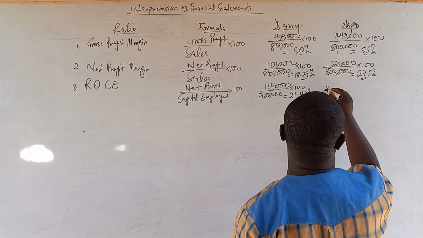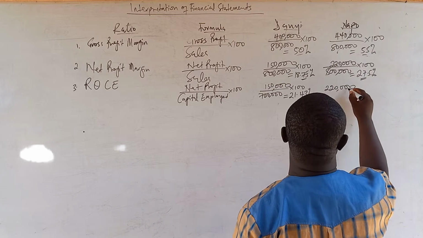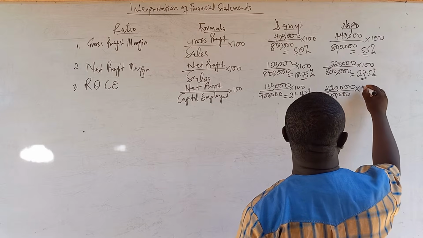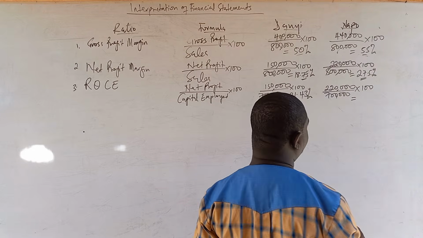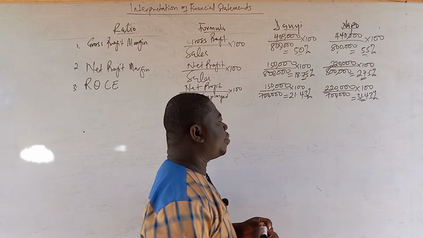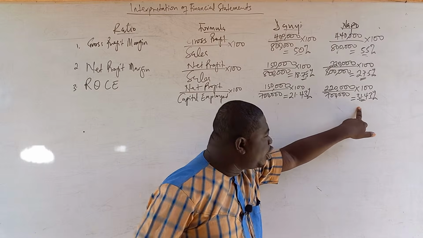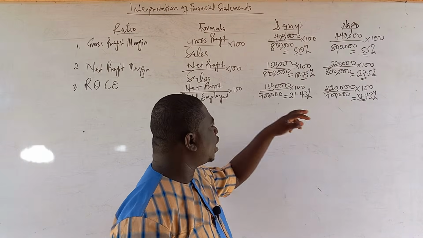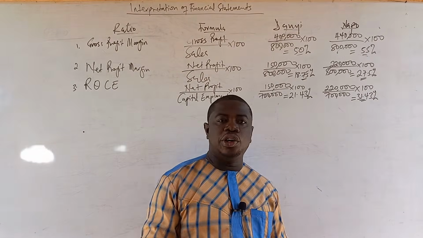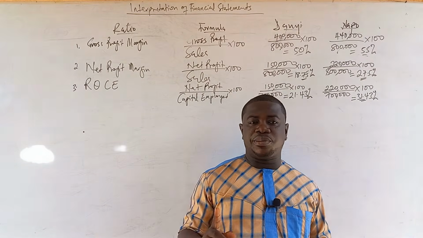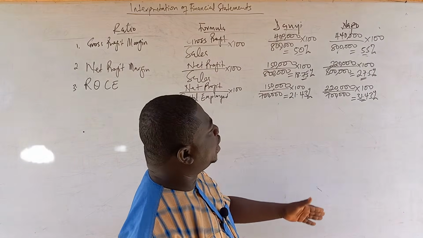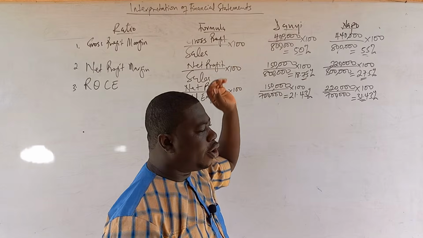And then we come to Napo. Napo's return on capital employed, 220,000 over 700,000 times 100. And that is going to give us 31.43%. And so, ladies and gentlemen, as you can see, Napo is still doing well in terms of returns on capital employed than Danny. So it's a very simple analysis to make. According to requirement B, we are going to make assessment on profitability as one requirement and on liquidity. Now, on profitability, Napo is doing better than Danny in all those aspects.